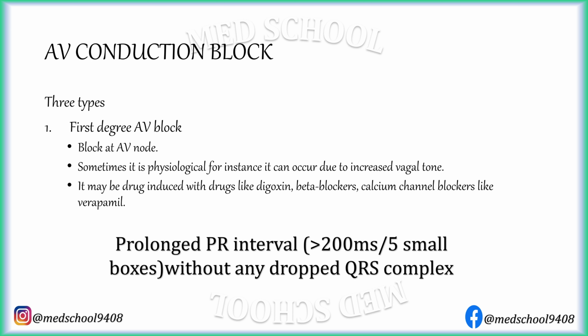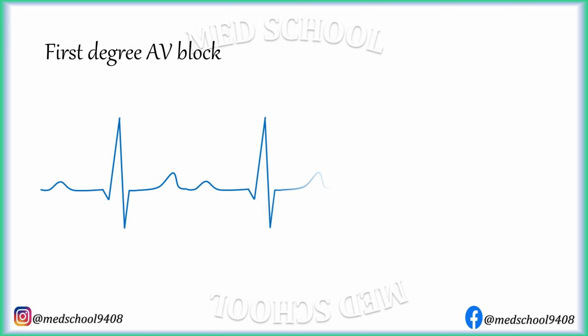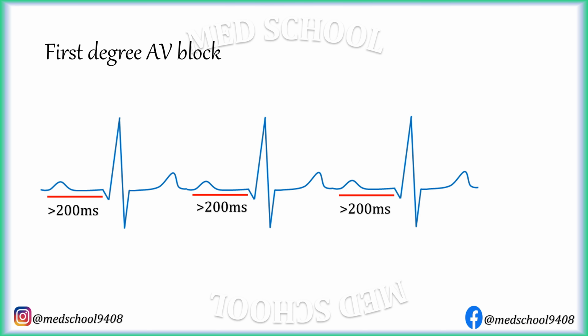Only ECG finding in first degree AV block is prolonged PR interval, that is more than 200 millisecond or 5 small boxes with standard calibration, without any dropped QRS complex. Rhythm strip in first degree AV blocks looks like this, where PR interval is more than 200 milliseconds and every P wave is followed by QRS complex. That means no QRS complex is dropped.